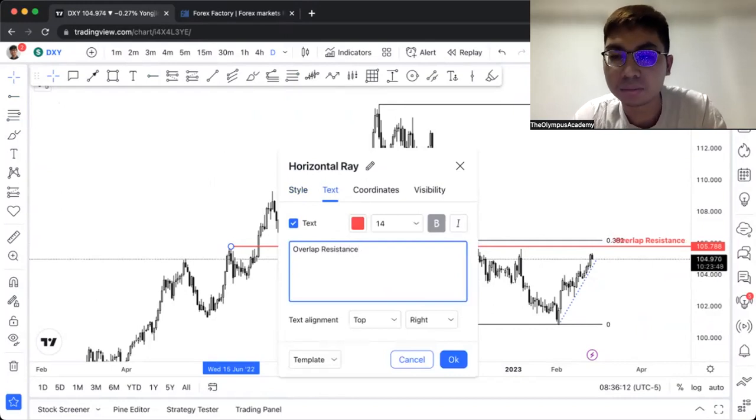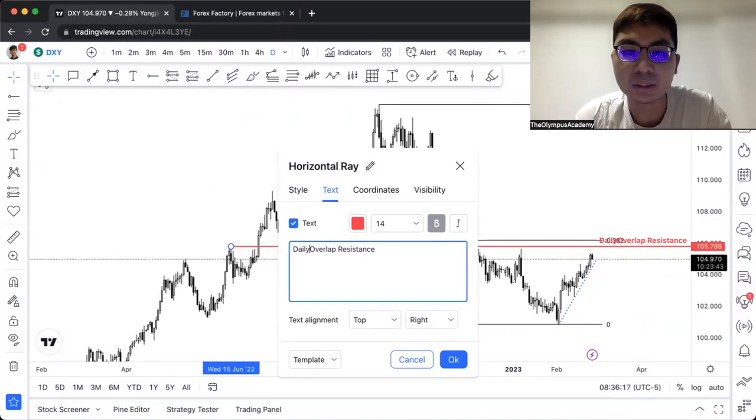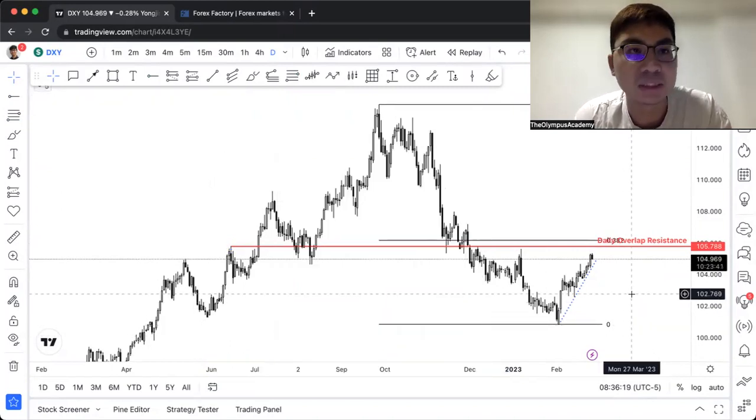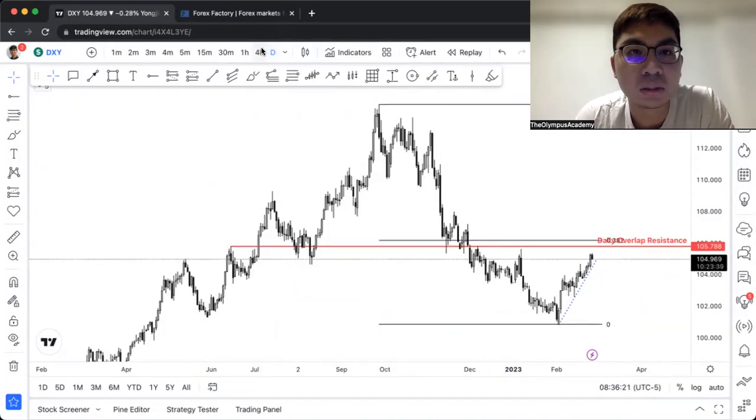resistance area. So I'll just label it as the daily overlap resistance. It's quite a strong area that we might see price hit towards.